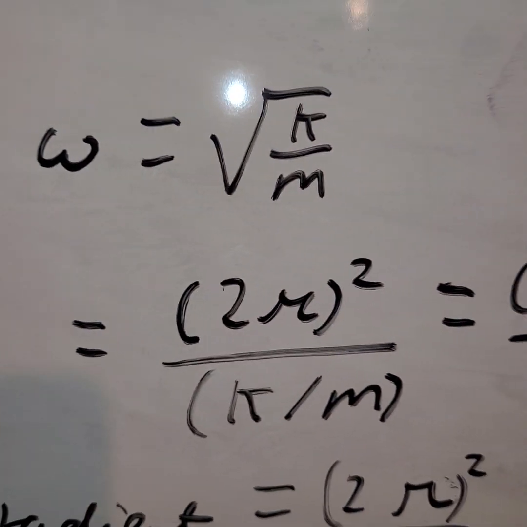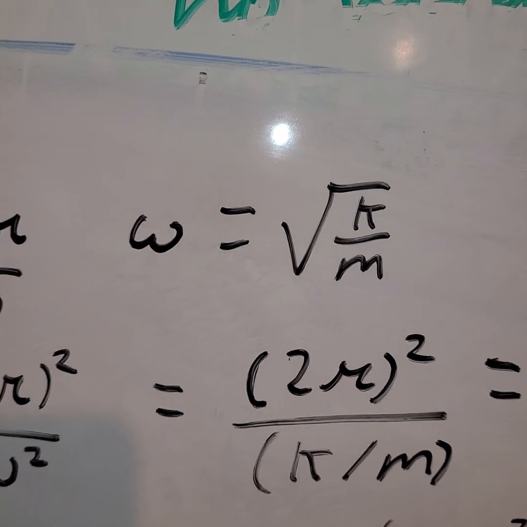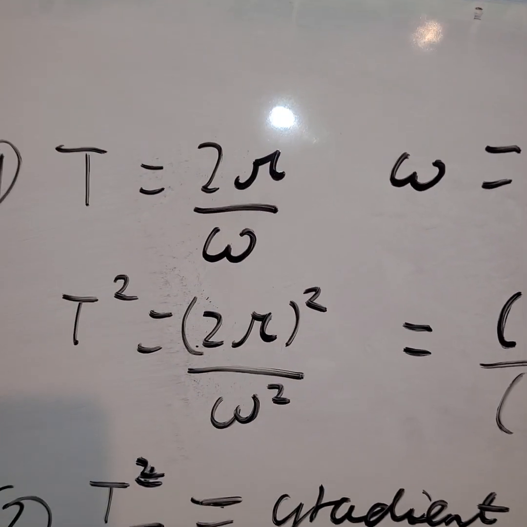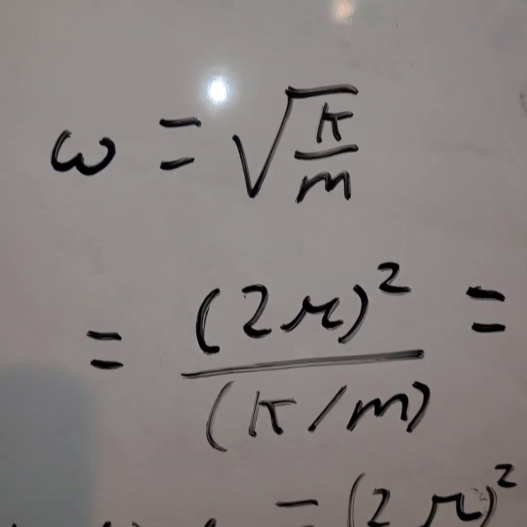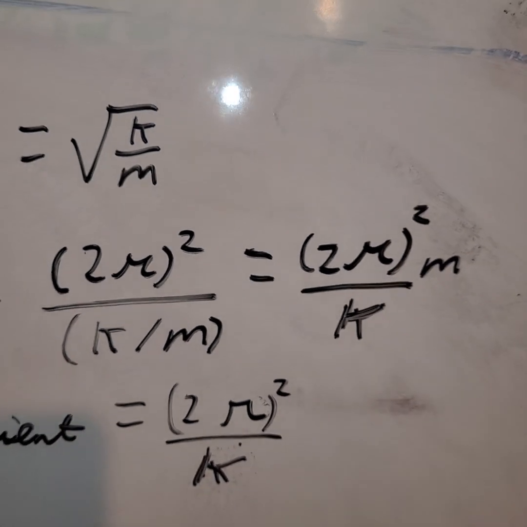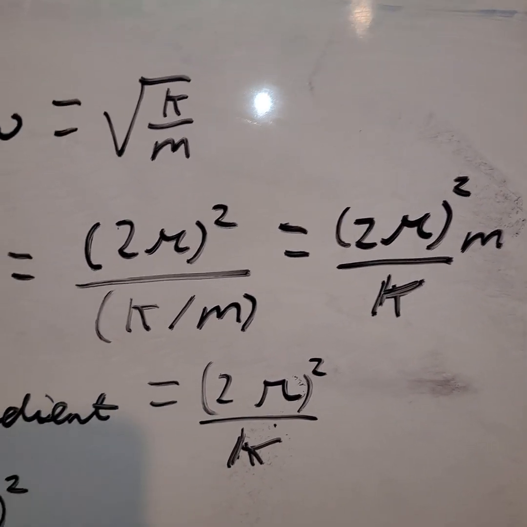We're going to move along to here, and you can see that omega is equal to the square root of k over m. We're just going to replace our omega squared over here with literally k over m. And then we can rearrange that so we end up with m on top and k on the bottom.